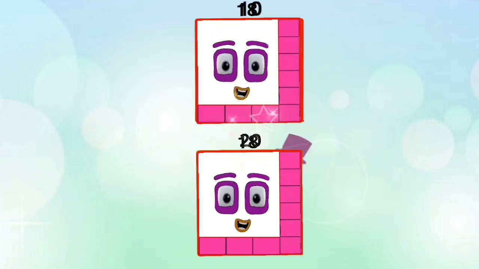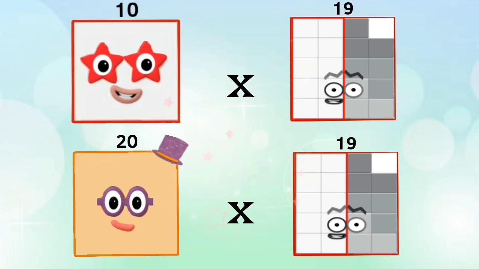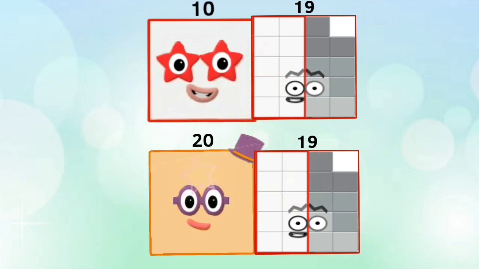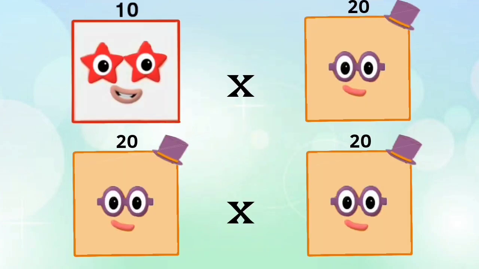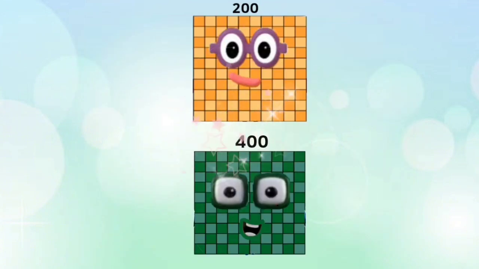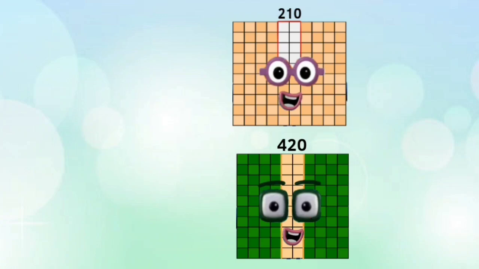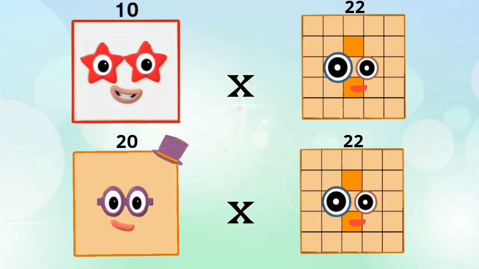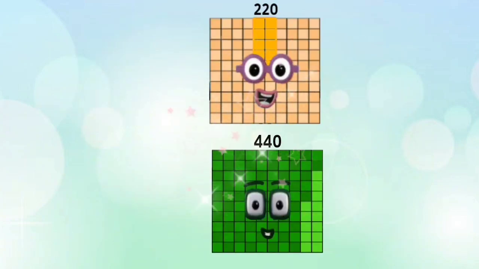10 and 20 times 19 equal 190 and 380. 10 and 20 times 20 equal 200 and 400. 10 and 20 times 21 equal 210 and 420. 10 and 20 times 22 equal 220 and 440.